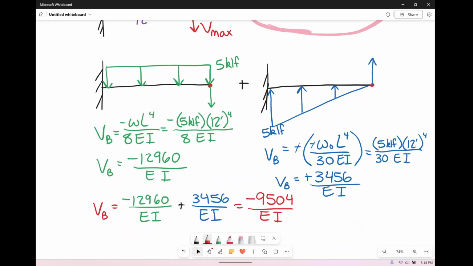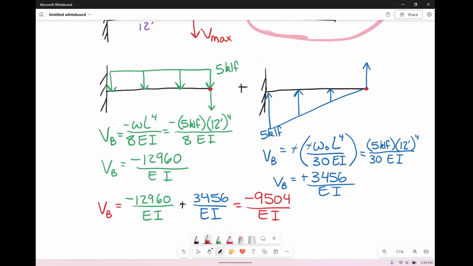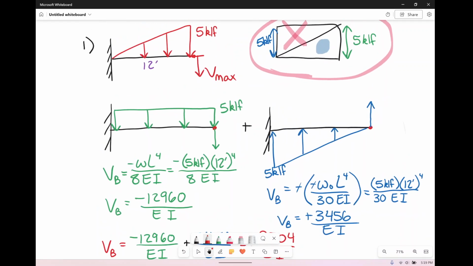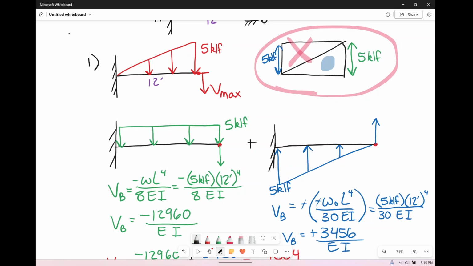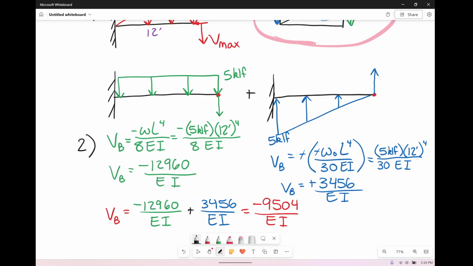And this should make sense. I am going down, correct? If you look at that picture, obviously it is going down, and it's going down by not as much as a full uniformly distributed load. So cool. So that was step 1. Oh, and technically, this part here was step 2. Find the deformation or deflection.